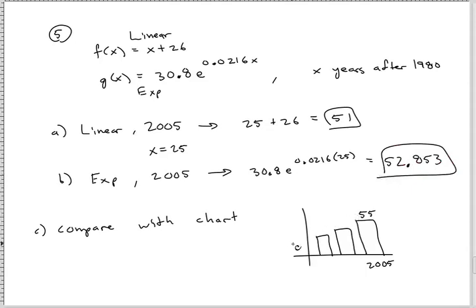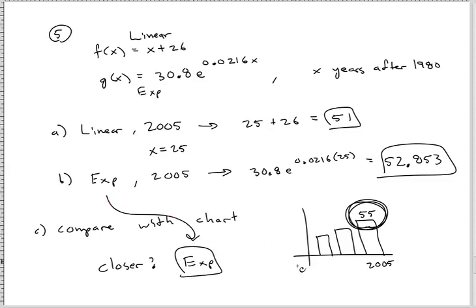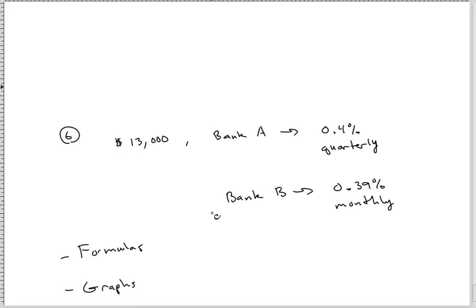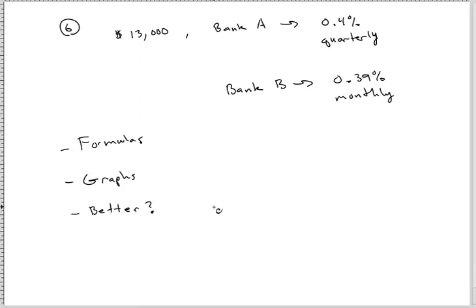And this is compared with the chart. Well, notice that they had a 55. And so which of these is closer? Well, 52 is closer to 55. I know it's not much closer, but it is closer. And so I would say the exponential model because that's the one that's closer. Keep moving. Okay. And now this is the last one.